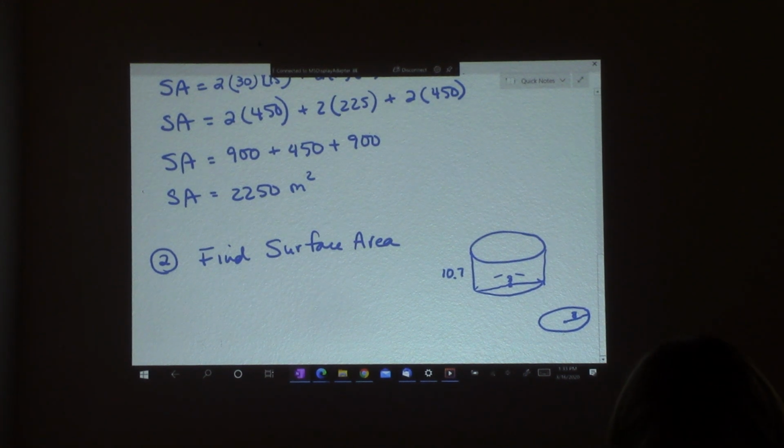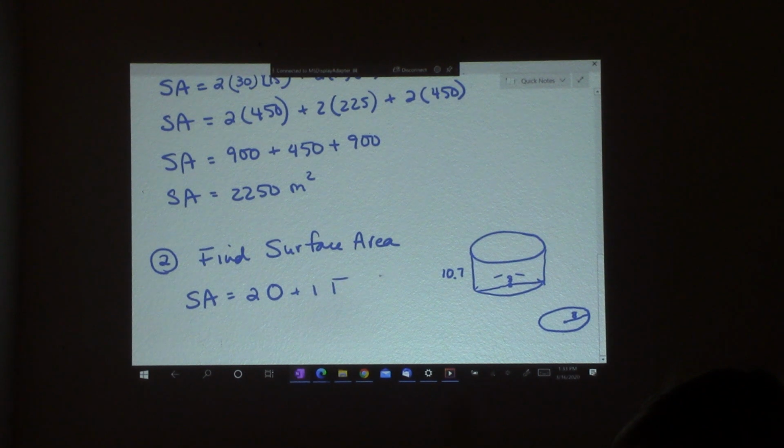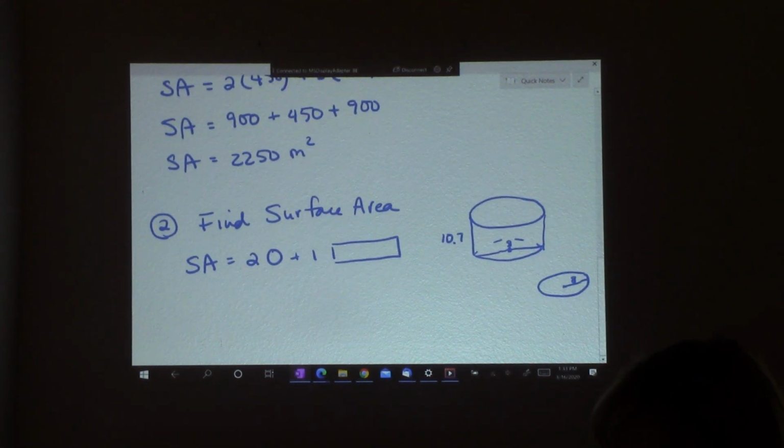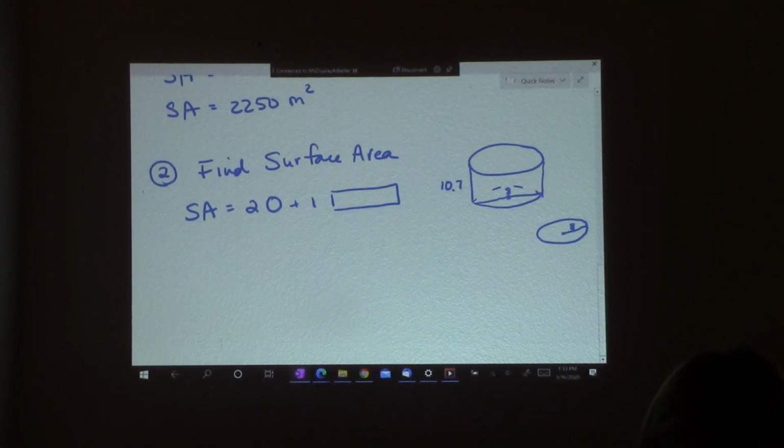First, I'm going to write down what that means. To find the surface area of a cylinder, looking at my cylinder, I've got 2 circles, the top and the bottom, and I have 1 rectangle that goes in the middle, that unwraps. So that is what I have to do to find the surface area.